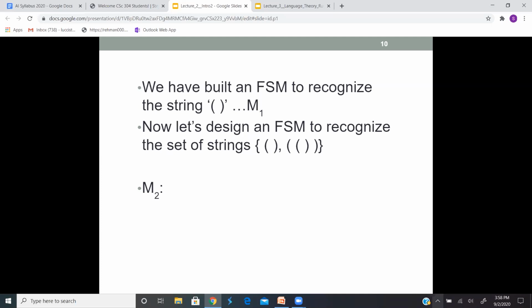So this language contains two distinct strings: left, right. Okay, the comma just means we're done with that. And the other element in the language is left, left, right, right. That's it. So M2, we've got a problem.